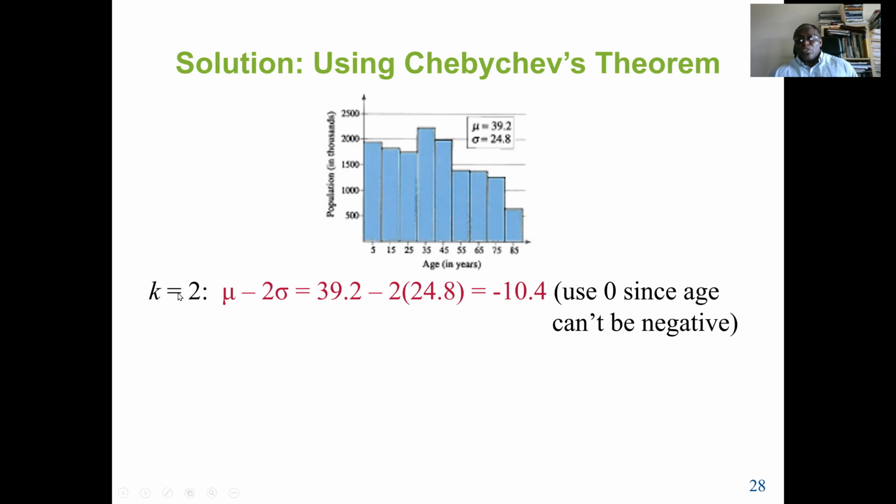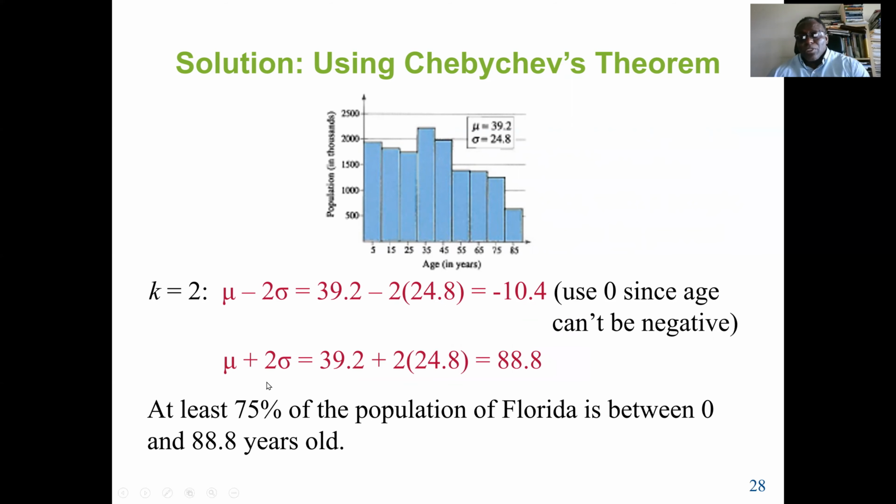Here we are looking for 2 standard deviations, so it will be mean plus or minus 2 standard deviations. The mean is 39.2 minus 2 times the standard deviation of 24.8. This gives us a negative number, the smallest part. Then the positive side, mean plus 2 standard deviations, gives us 88.8. So we can conclude that the data will fall between negative 10.4 and 88.8. So at least 75% of the population of Florida is between 0 and 88.8 years.